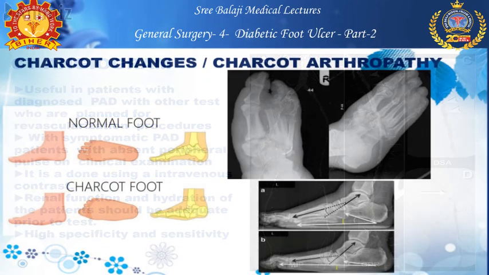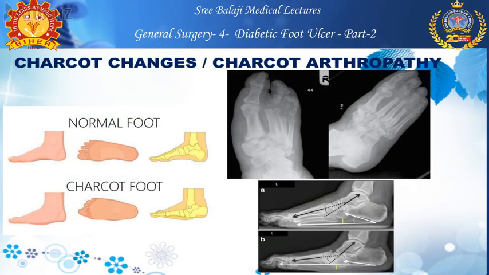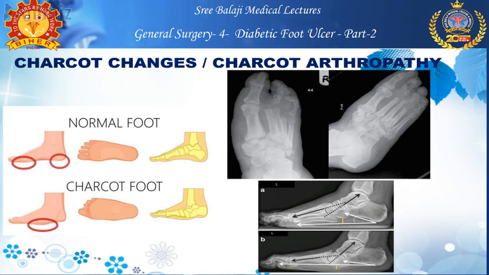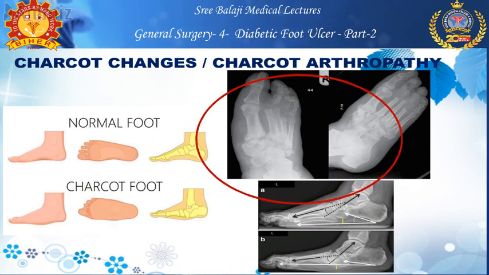Charcot arthropathy. This is another known complication of a long-standing diabetic foot ulcer. Charcot's foot occurs because of microvascular damage along with peripheral neuropathy, leading to improper weight-bearing areas, causing multiple microfractures and macrofractures and healing, producing an altered shape of the foot called Charcot's foot.